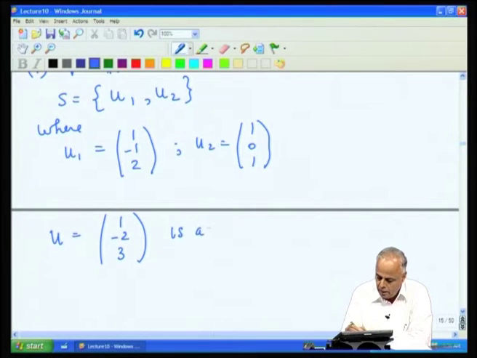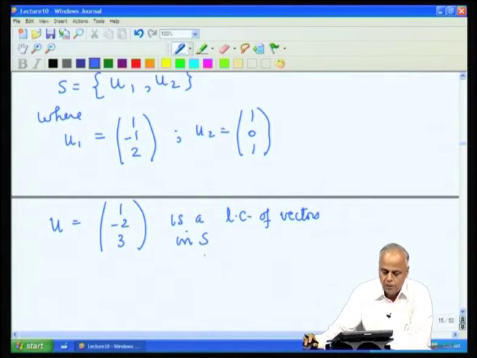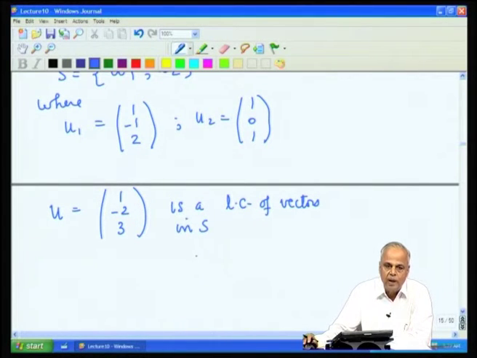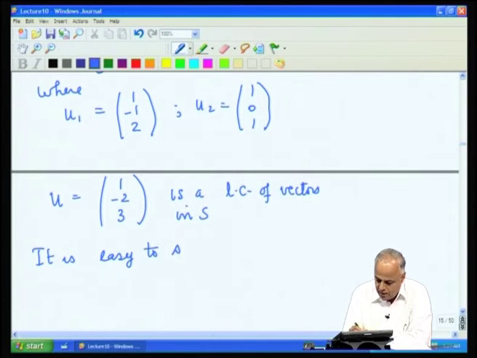U is a linear combination of vectors in S. We claim this. In order to claim this, we must show that U can be written as a linear combination of u1 and u2, which means we must find scalars alpha 1 and alpha 2 such that U can be written as alpha 1 u1 plus alpha 2 u2. So, it is easy to see, not very difficult to check, that U is equal to 2 times u1 plus minus 1 times u2.